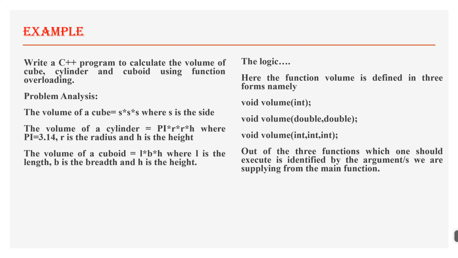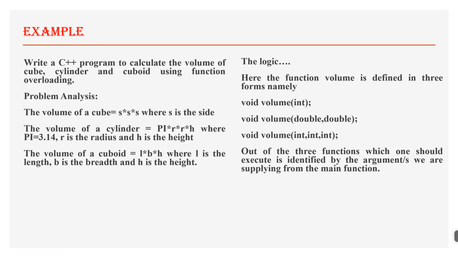So volume of a cylinder is pi r square h, where pi is 3.14, it's a constant, r is the radius of the cylinder, h is the height from the center to the tip. So that's the volume of a cylinder. Now coming to the volume of a cuboid, it is L into B into H, where L is the length, B is the breadth and H is the height.